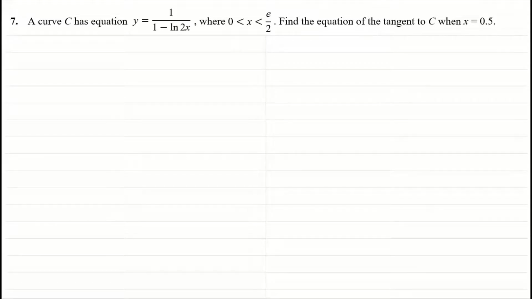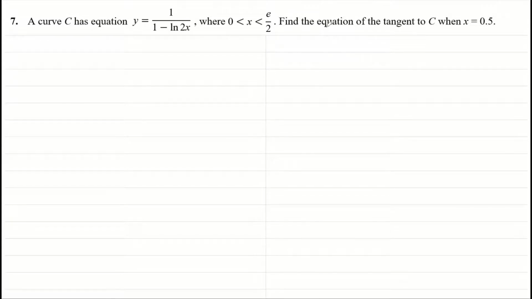Okay, moving on to example 7. We have rather an ominous looking function here, or a curve, I should say. I have to get my language right with these. A curve with that equation y equals 1 over 1 subtract the log of 2x, natural log.